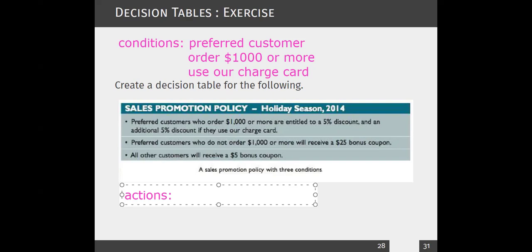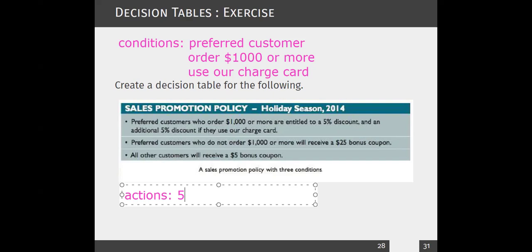Read the description again, think about it. How many actions? What are the possible actions? Read the first sentence again. Preferred customers who order $1,000 or more are entitled to 5% discount, and an additional 5% discount if they use our charge card. So you can see 5% discount is one action. Additional 5% discount is another action. So now my question is, how many actions? 4 actions, right? So what are the 4 actions?